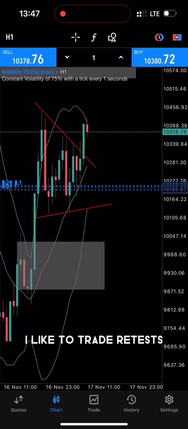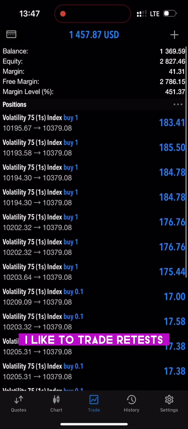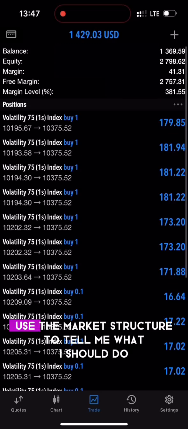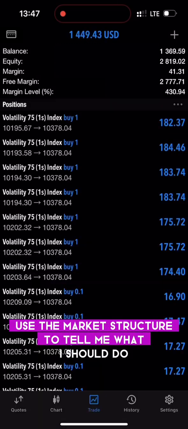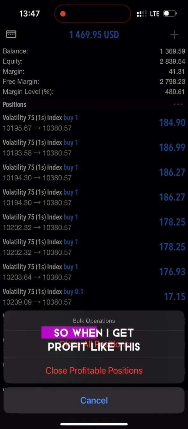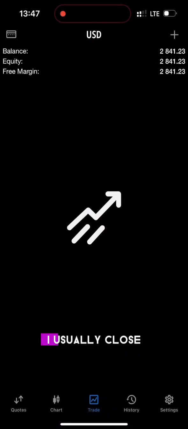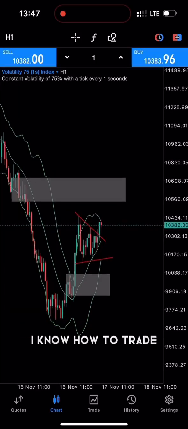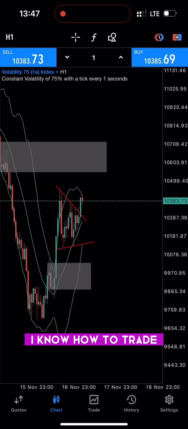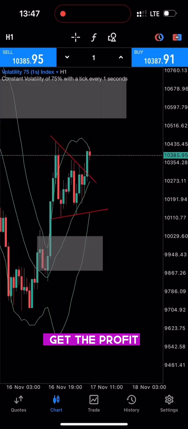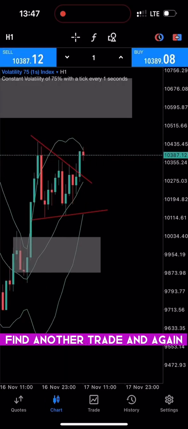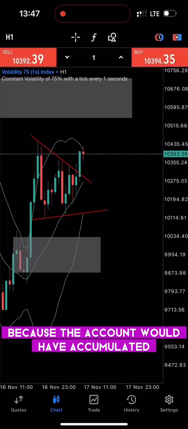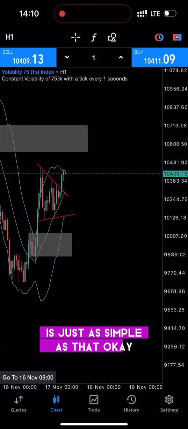As you know me, I like to trade retests. I usually no longer wait for the breakout because I use the market structure to tell me what I should do. So when I get profit like this, I usually close. I don't like to prove to people that I know how to trade. I just close, get the profit, find another trade, and again with a bigger lot because the account would have accumulated. It's just as simple as that.